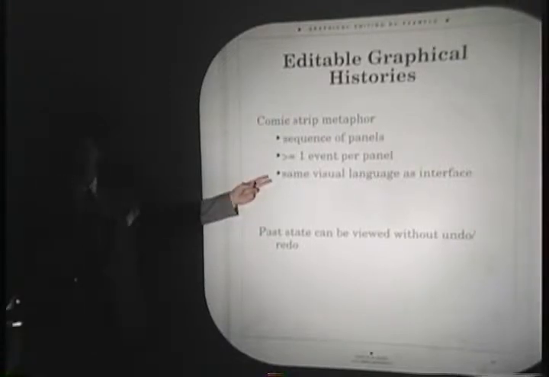Editable graphical histories follows a comic strip metaphor where the system provides a set of panels where the important operations in the history of the user interface are distributed among the set of panels, with at least one event per panel. Editable graphical histories use the same visual language as the interface itself, so all users of the system can understand the history representation. An advantage of editable graphical histories is that they allow the past state to be viewed without the user having to undo or redo the operations that they've performed. I'm now going to show you a videotape of editable graphical histories within Chimera.